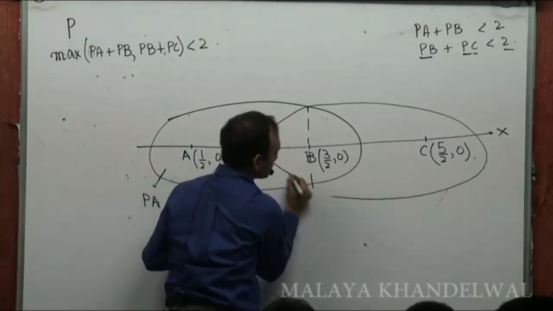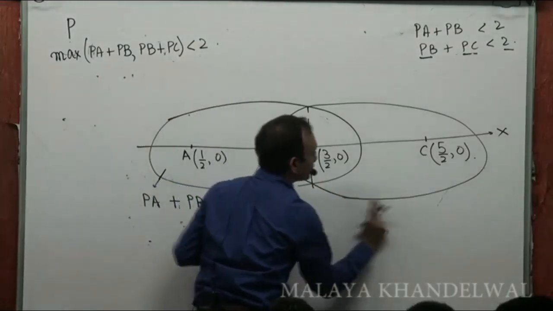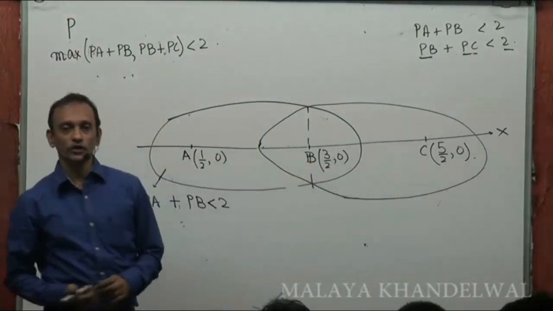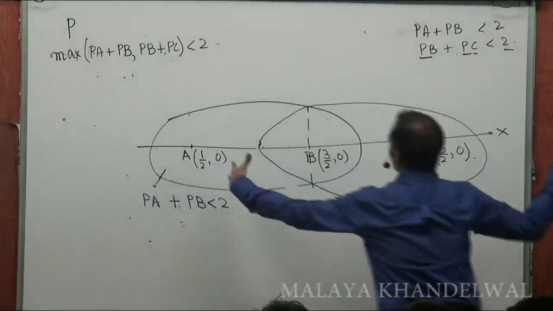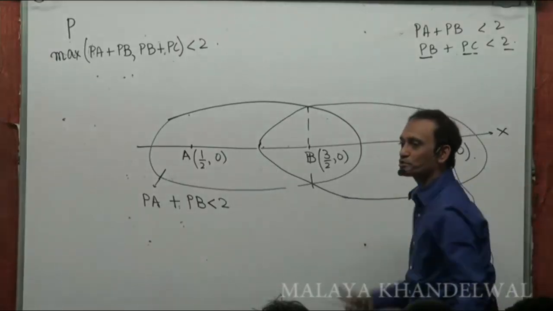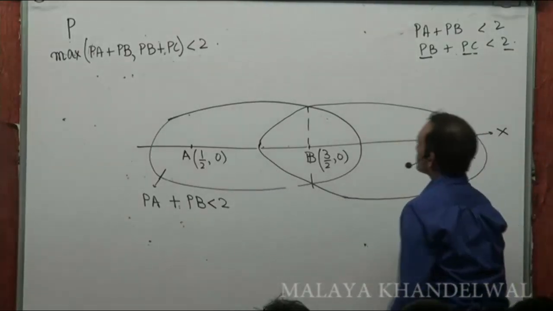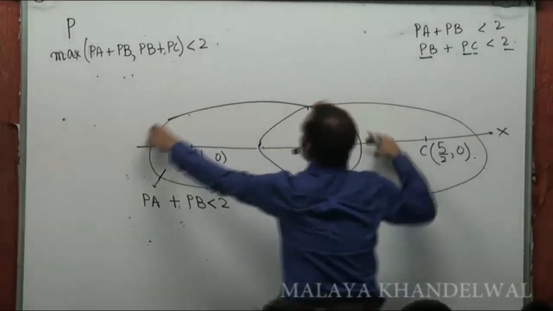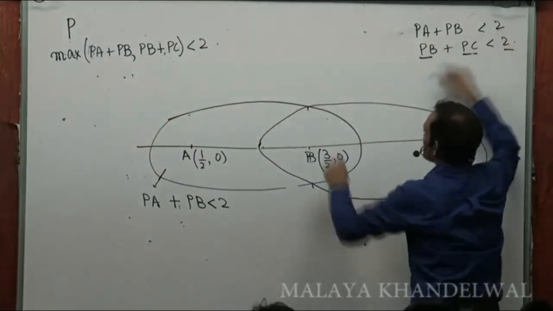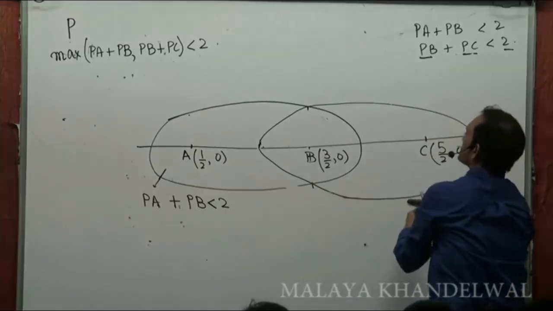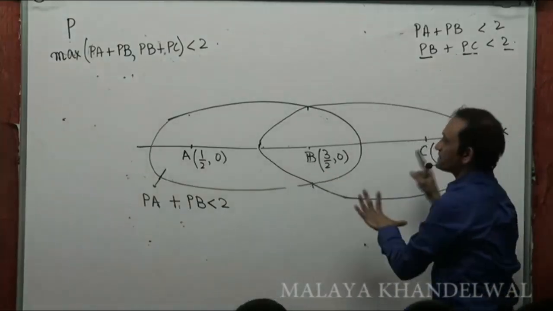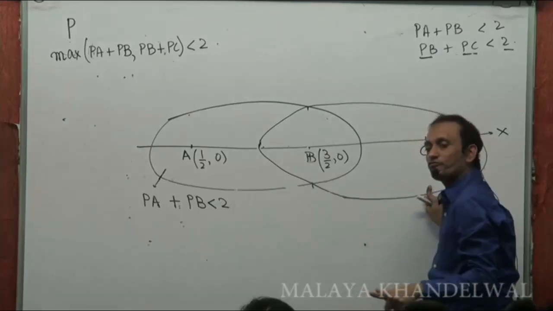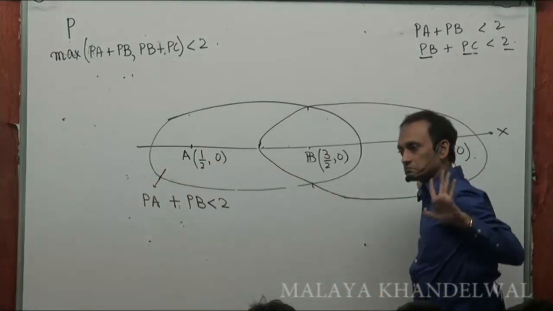Maybe symmetry. Badly drawn, but you can draw it a little better. When you have to draw it over a large space, then you go disproportionate. Okay. So all points inside this ellipse would be PA plus PB less than 2. All points inside this ellipse would be PB plus PC less than 2. So two ellipses, one with foci A and B, and this is an ellipse with foci B and C. Clear?